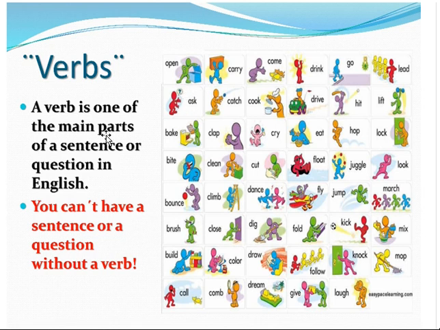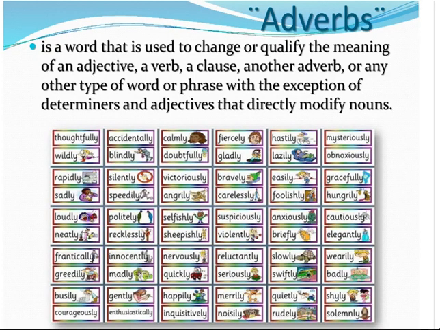So in other words, you can say a verb is one of the main parts of a sentence or a question in English. You can't have a sentence or a question without a verb. I mean, without a verb, we can't create any sentence.